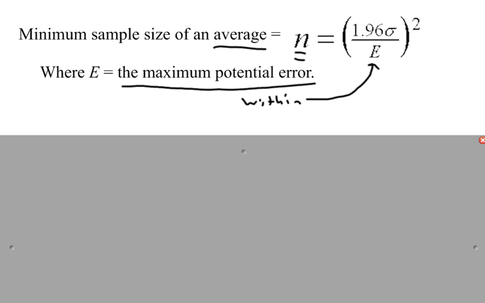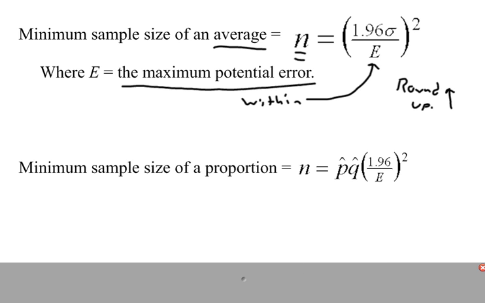Now, here's a key on this. If you get an answer like 99.2, we should always round up. Here's why. Well, we can't survey 99.2 people. If we round it down to 99, that's not quite enough. So we have to round up to 100. So always round your answers up, no matter what they are. Round up to the next closest integer.